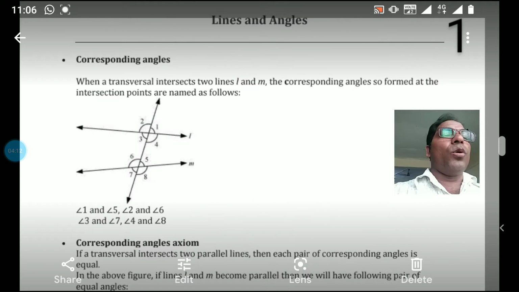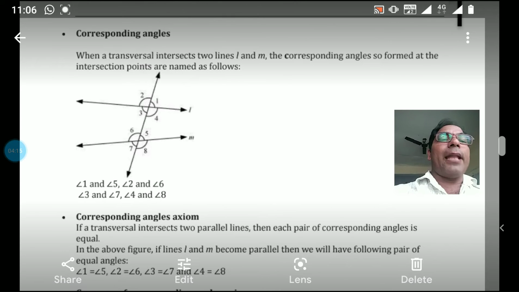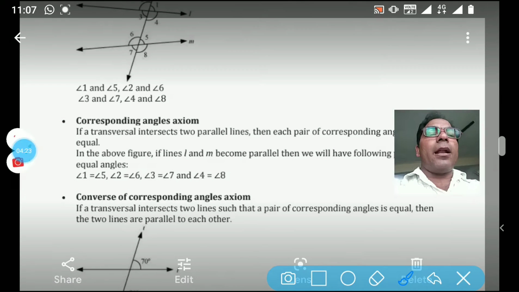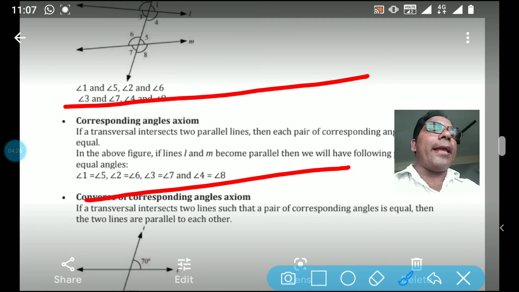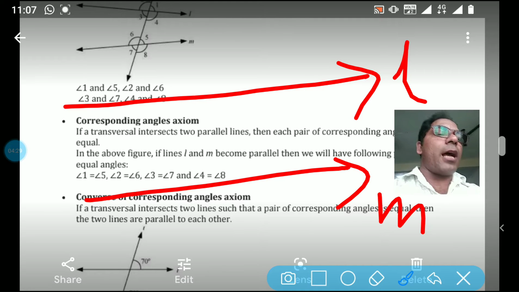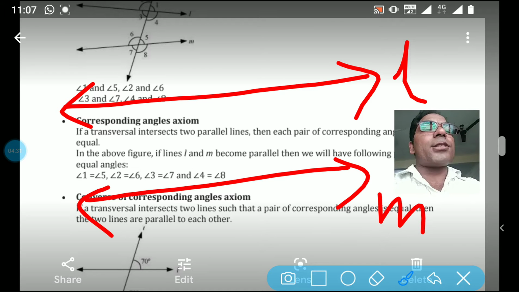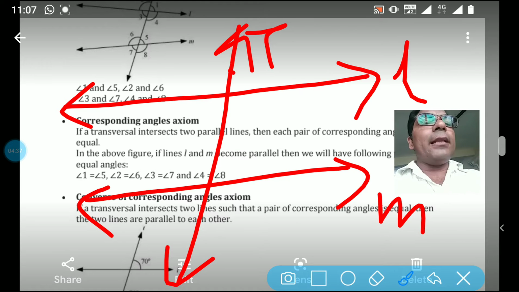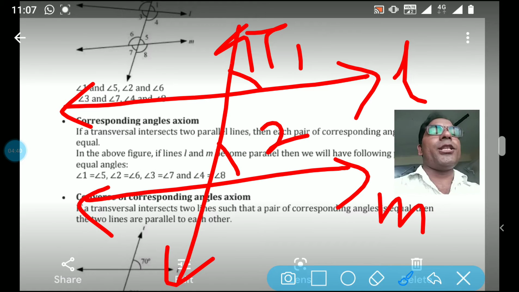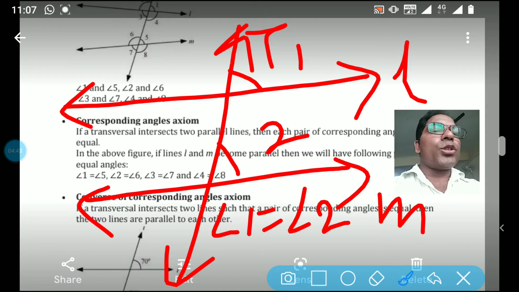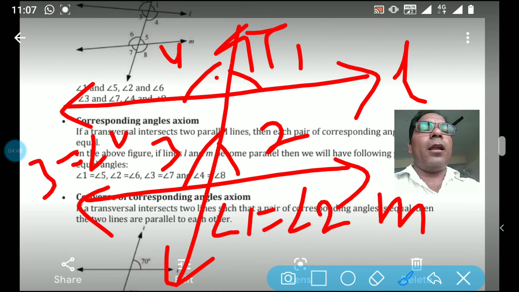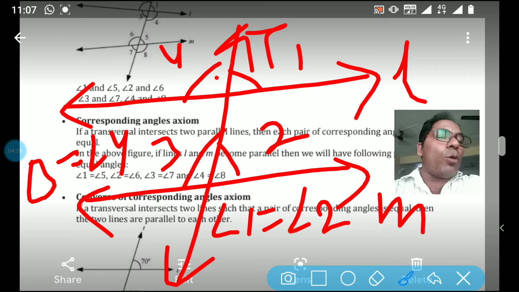So you must know the difference between the angles. Here in the diagram you can also see the corresponding angles axiom. Now when we learn about parallel lines, then there is a difference. When two parallel lines L and M are intersected by a transversal line, then these corresponding angles will be equal to each other. Angle 1 equals angle 2, and the same way angle 3 equals angle 4. So these angles will be equal in parallel lines.